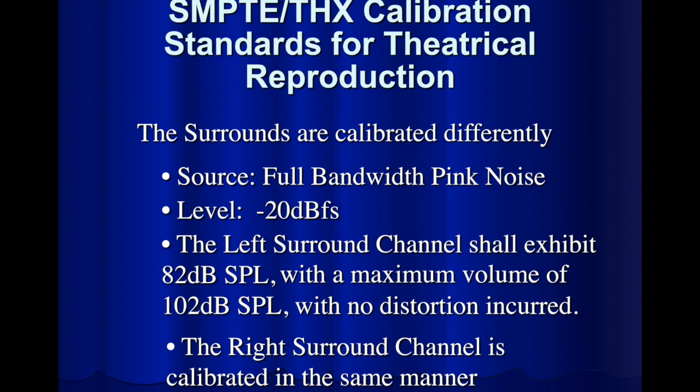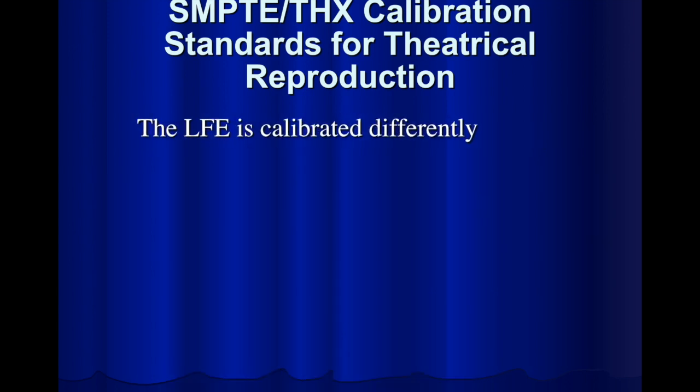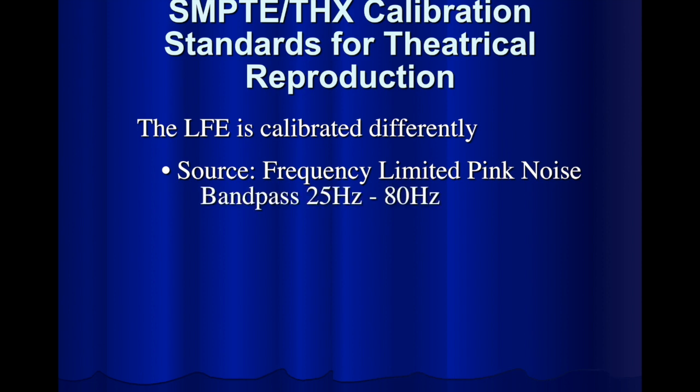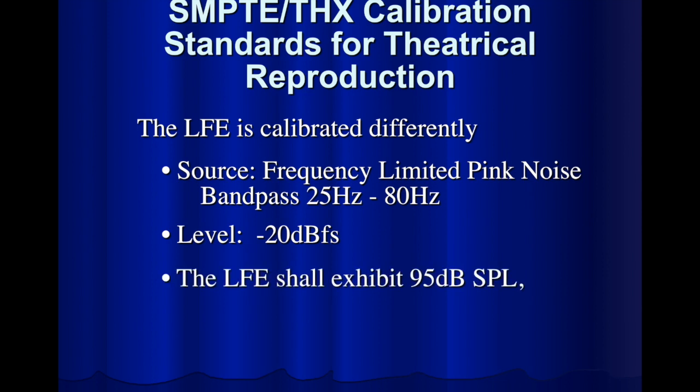Now, we have another channel to deal with. That's the LFE channel. The LFE channel is calibrated differently as it goes over to the subwoofer. Our source is frequency-limited pink noise, and this is bandpassed between 25 Hz and 80 Hz. It's a 12 dB per octave slope. It's known as a dual-pole Butterworth design filter for those of you who want a little more information and are taking notes. You send that signal at minus 20 dBFS over to the subwoofer, and that LFE channel shall exhibit 95 dB SPL.